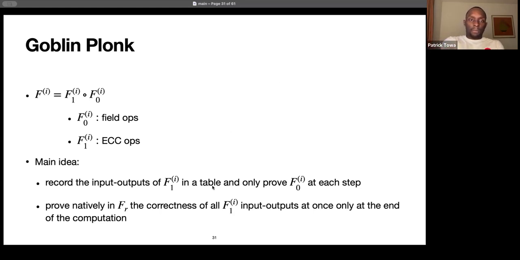Sorry, there's a typo here. It should be prove native in FQ. I'm going to shift all the operations that I didn't prove so far to the native field, and I'm going to prove them there. The question is, how am I going to shift all those operations at the end? This is what we're going to see.